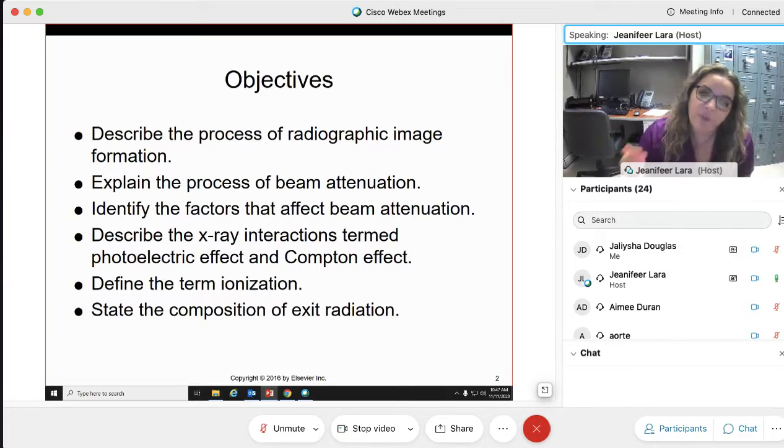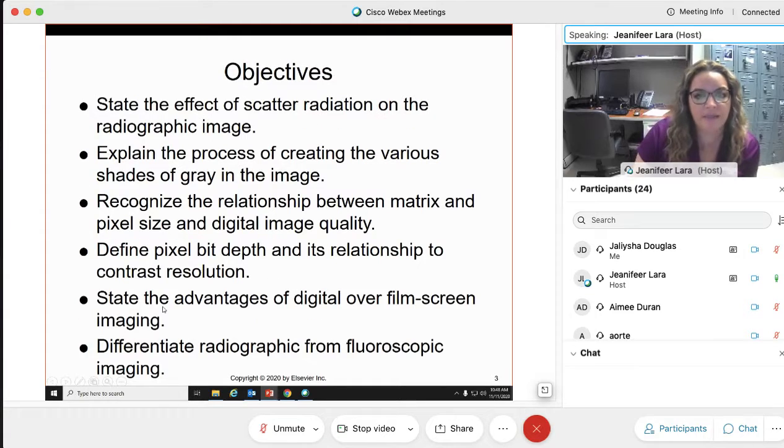They didn't give them in the PowerPoint, however, we will be going over the process of radiographic formation, explain the process of beam attenuation. Attenuation, there's that word. I love that word, by the way. Identify the factors that affect beam attenuation. What factors could those be? Describe the X-ray interactions termed, we know photoelectric effect, and we know Compton effect. What is ionization? We all know what ionization means, and state the composition.